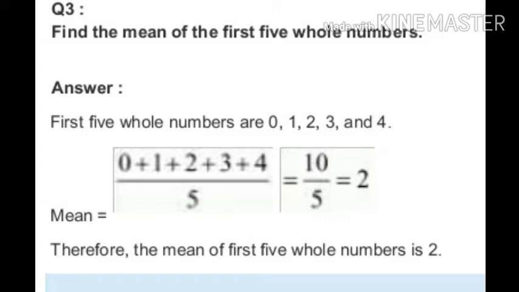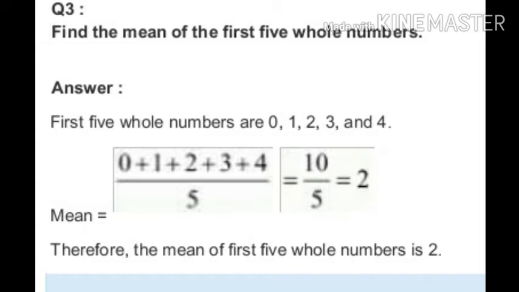Now question number 3. Find the mean of the first 5 whole numbers. So first we have to write the 5 whole numbers: 0, 1, 2, 3 and 4. And now the sum of the observations. So add all the whole numbers: 0 plus 1 plus 2 plus 3 plus 4 is equal to 10, and divide by 5 because the number of observations is 5. So 10 upon 5 is equal to 2. So the mean of the first 5 whole numbers is 2.